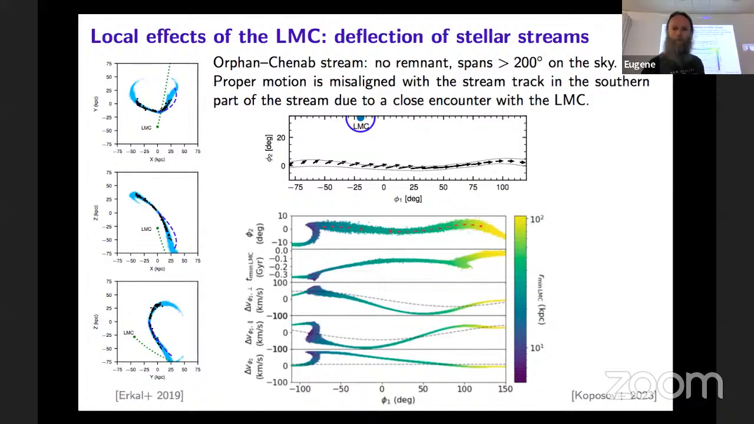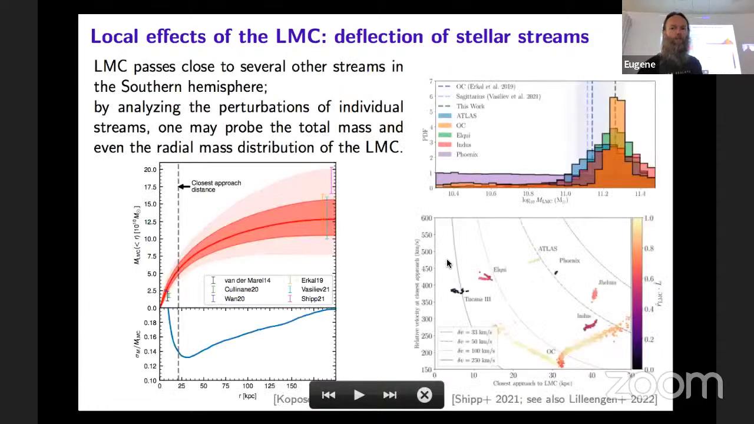And in fact, as I said, this is not the only stream that displays this kind of feature. There are a couple of other streams, which I think this plot here answers your question a little bit. Although it doesn't display the time, it displays the distance of the closest approach for several streams in the southern hemisphere. So the Orphan-Chenab is this one, a long feature because, well, it's not a single point, it's a collection of points. So in the closest part, it was within 15 kiloparsec, as I said, so that was a plausible guess.